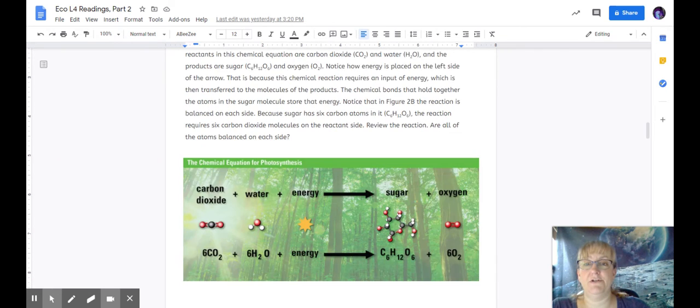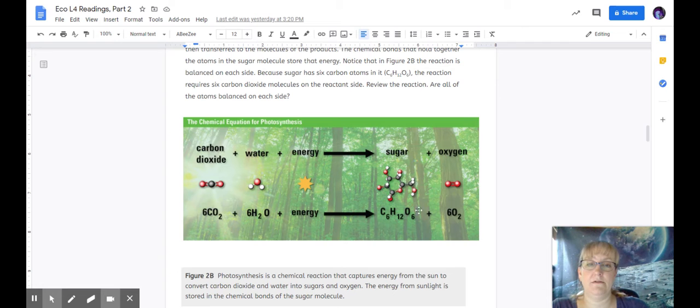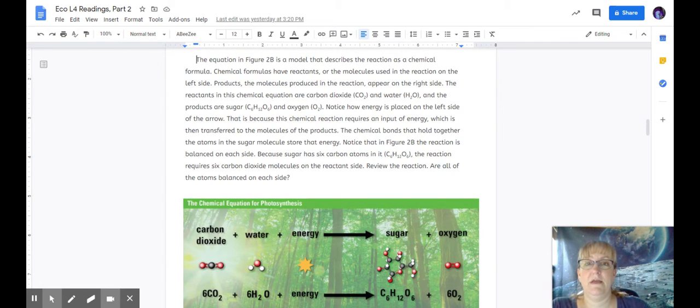The equation in figure 2b, and that's this right here, is a model that describes the reaction as a chemical formula. Chemical formulas have reactants, or the molecules used in the reaction, on the left side. Products, the molecules produced in the reaction, appear on the right side. The reactants in this chemical equation are carbon dioxide and water, and the products are sugar and oxygen.